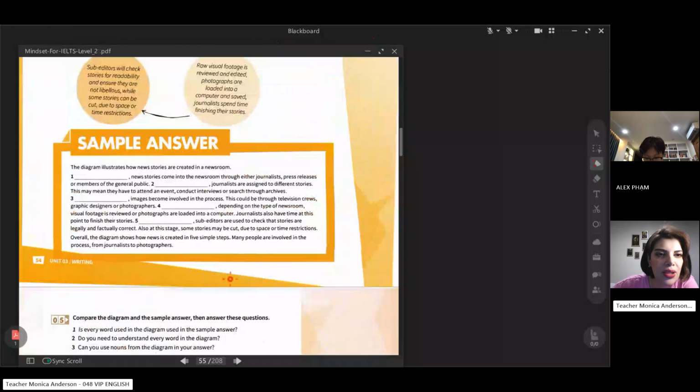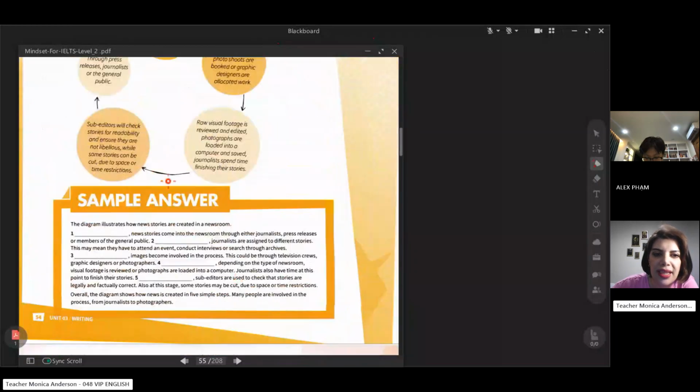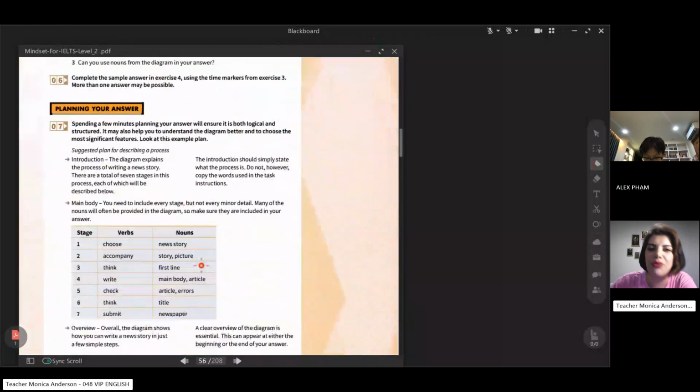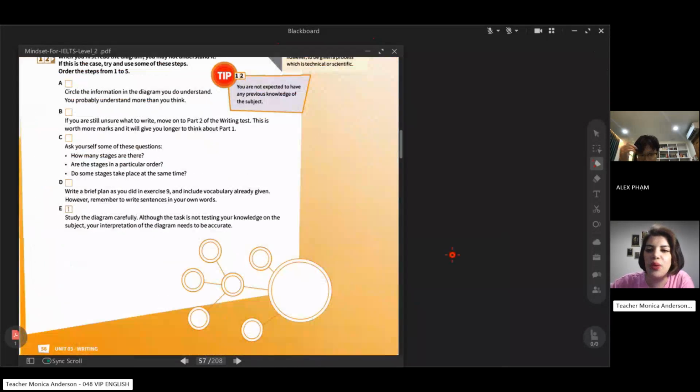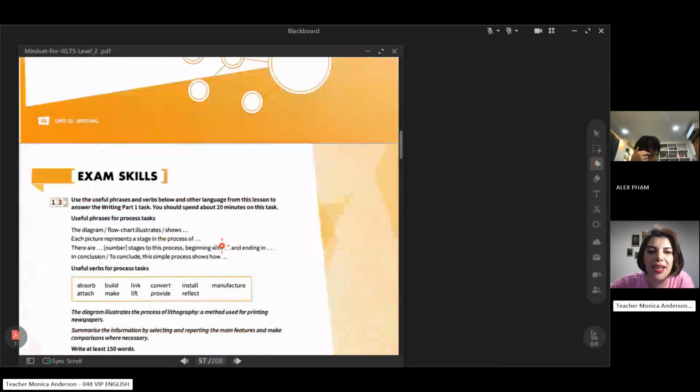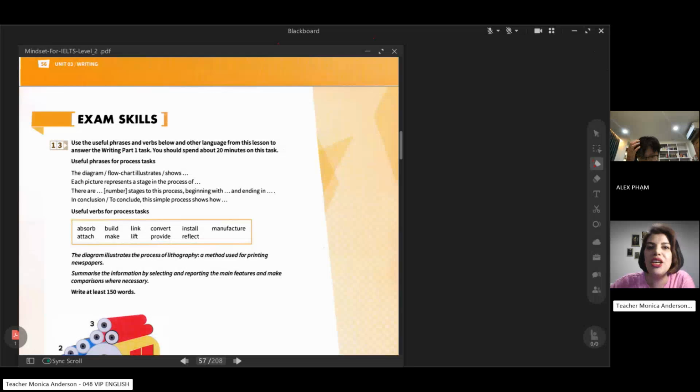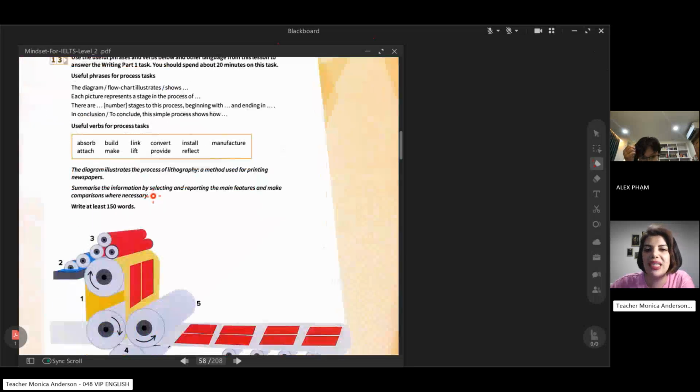Okay, as you can see, we did this part and we discussed how to write about a process diagram. After that, we did the sample together, as you remember. This part, exam skill, is something like your assignment for home. So you need to write so that I can assess your writing. Didn't you?